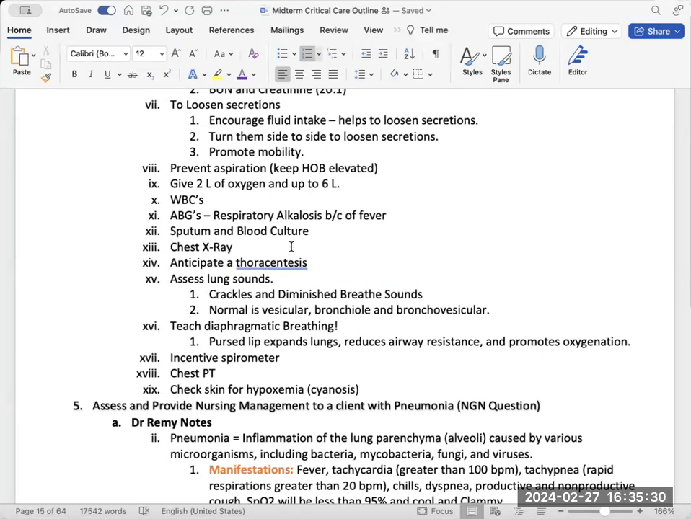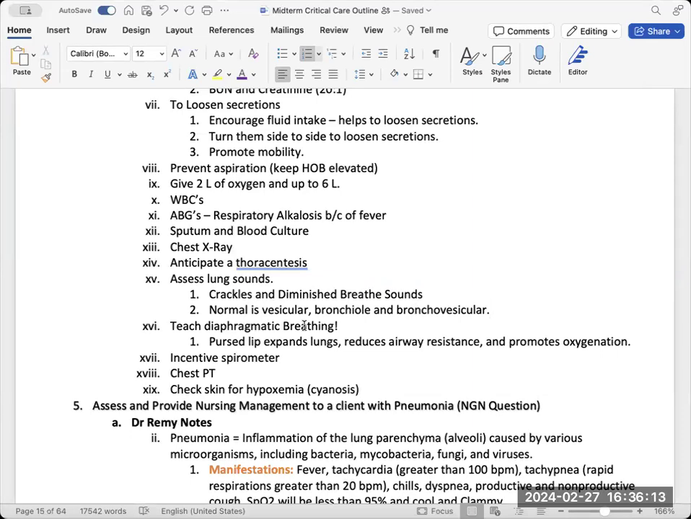We said this is an infection, so we're looking at white blood cell counts. And remember, we said fever earlier can cause respiratory alkalosis, so we have to watch out for ABGs. They're at risk for that because of the fever. We talked about sputum and blood cultures. We want an x-ray to see if there's any fluid buildup and what's going on in the lungs, and they could have a thoracentesis depending on how much fluid is there. We want to assess lung sounds. Typically we'll hear diminished breath sounds and crackles because of fluid buildup in the lungs. And we said before, normal is vesicular, bronchial or bronchovesicular.